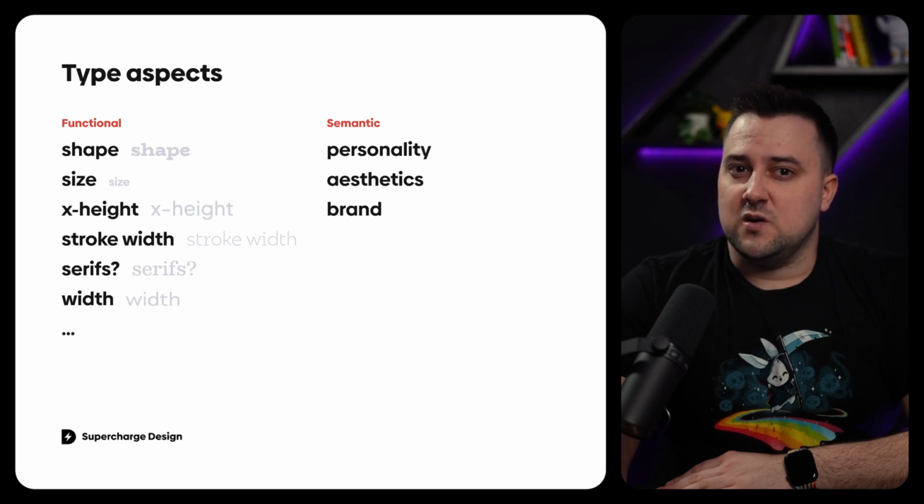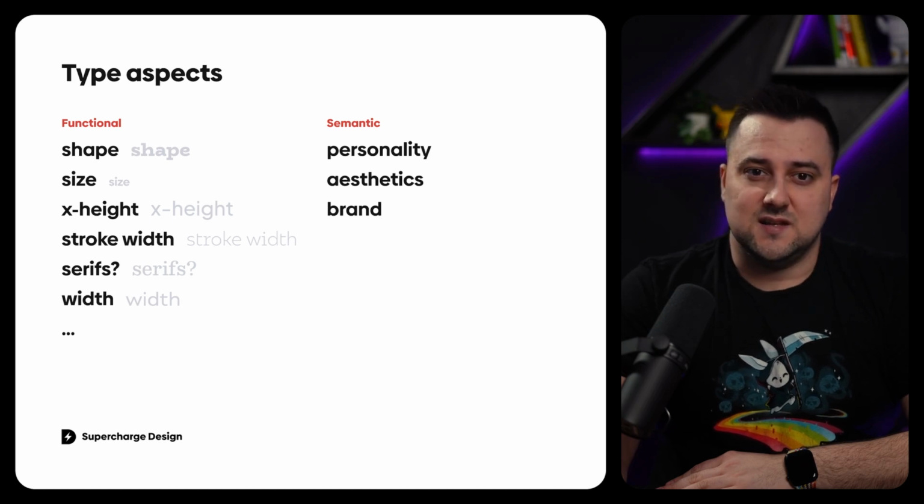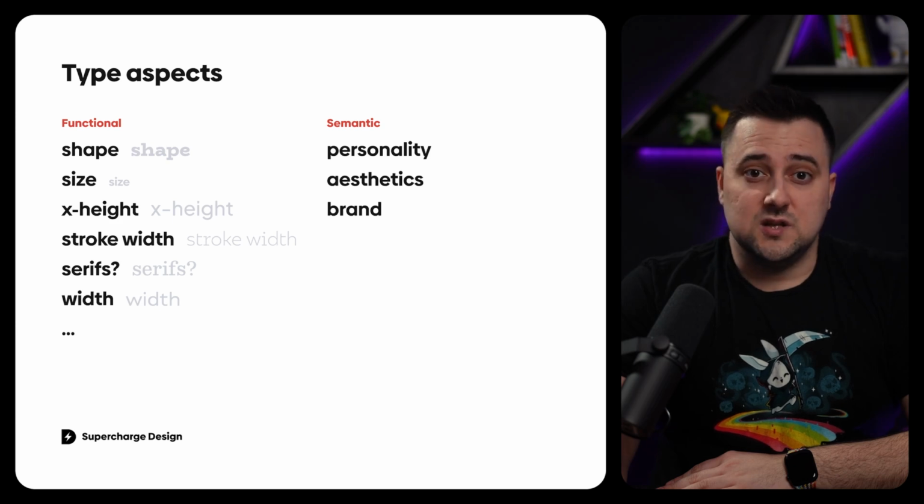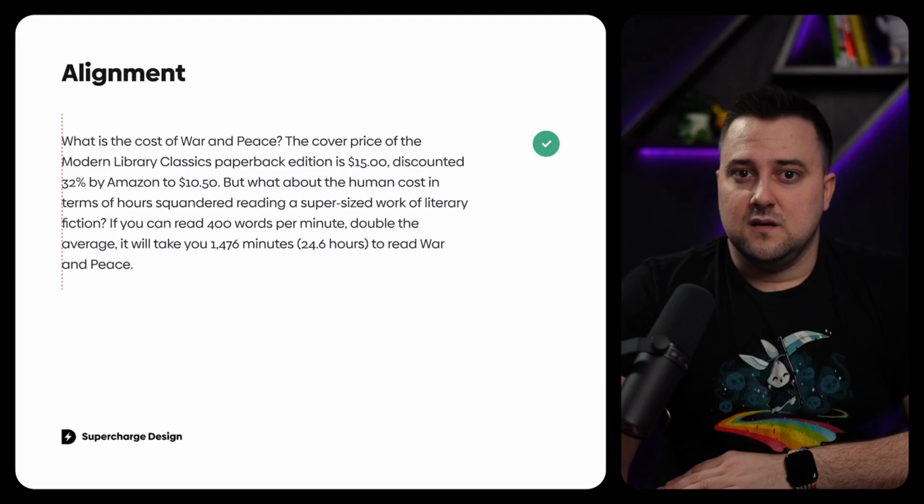Semantic properties are more about the personality and aesthetics of typeface. It's about the brand and the feeling you want to achieve with your audience. Type doesn't live in isolation though. Alignment, letter spacing, line height, line length, and the context of product we are designing for all affect the type and our decisions. Alignment is a massive aspect of your type.